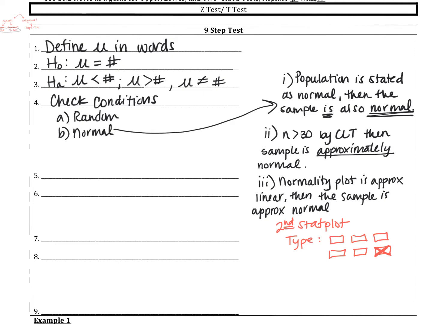All right, so there's our 3 ways of assessing normality. Okay. Step C, sigma's either known or unknown. And D, since we're dealing with a large sample test, N needs to be less than 10% of that population.